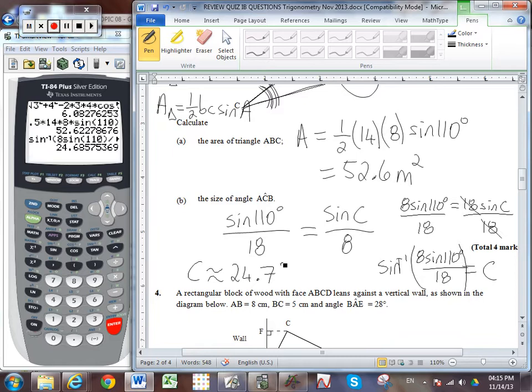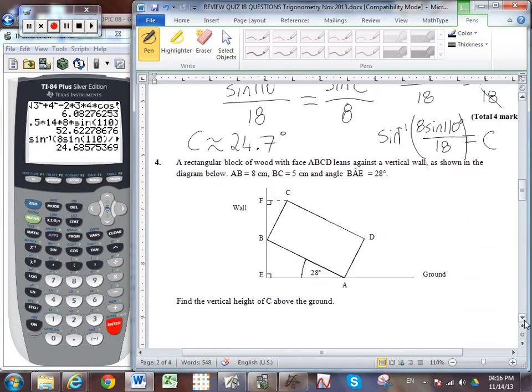Number 4. Got a rectangular block of wood with face ABCD leaning against a vertical wall like in the diagram. AB is 8 centimeters. BC is 5 centimeters. And angle BAE is already indicated as being 28 degrees. Find the vertical height of C above the ground.